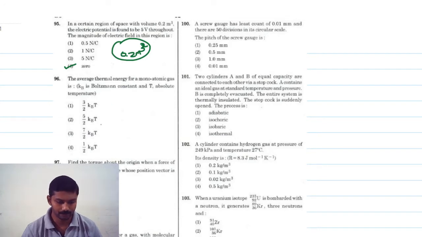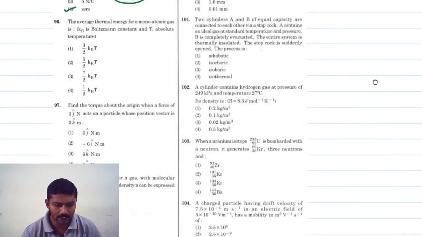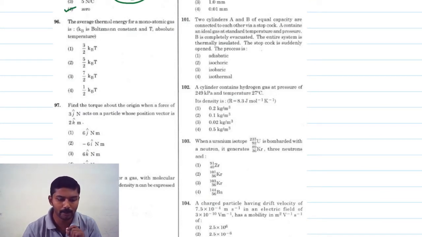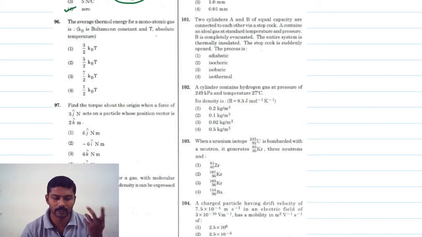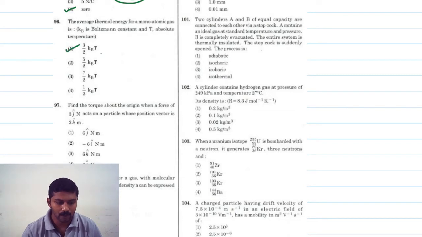Okay, now the next question. The average thermal energy for a monoatomic gas, that is question number 96. kB is equal to Boltzmann's constant, T is the absolute temperature. You know that the average thermal energy for a monoatomic gas is 3/2 kBT. Okay, the first option is the right answer.